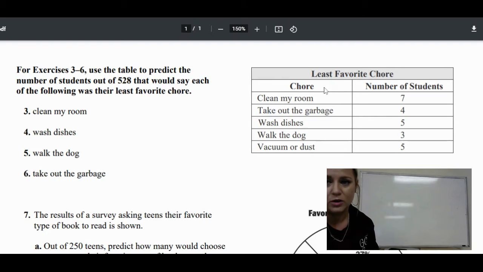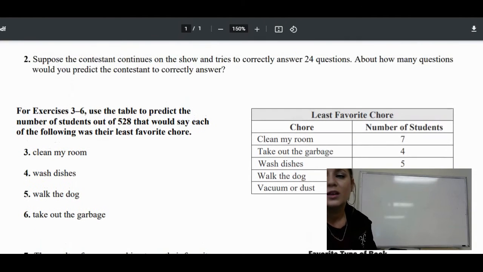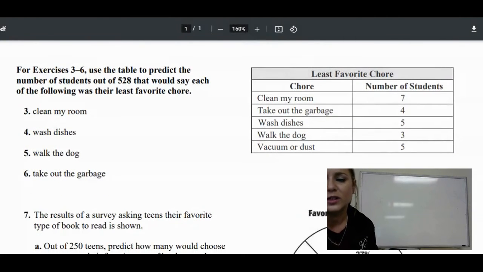Okay, so least favorite chore: clean my room, take out the garbage, wash the dishes, walk the dog, vacuum, or dust. Obviously, when I was a teenager, clean my room was probably my least favorite chore to do. And so we've got number of students. We have 7 that don't want to clean the room, 4 that do not want to take out the garbage, 5 that don't like to wash the dishes, 3, walk the dog, 5, vacuum or dust. Now my least favorite chore is the dishes. And I have a dishwasher.